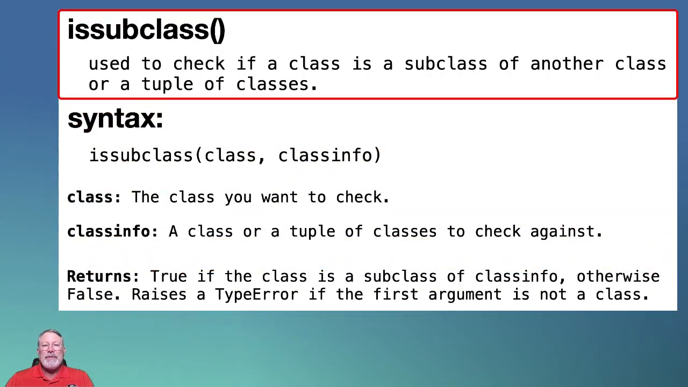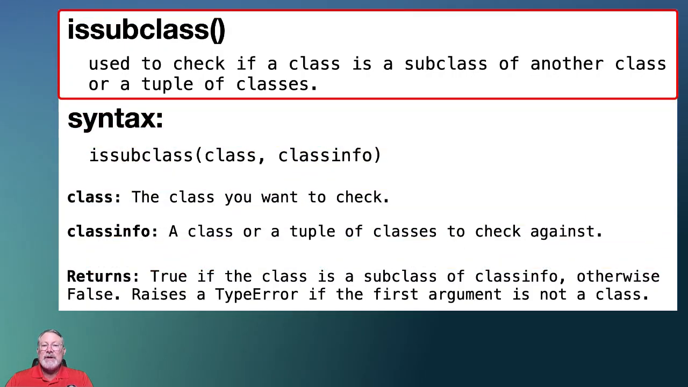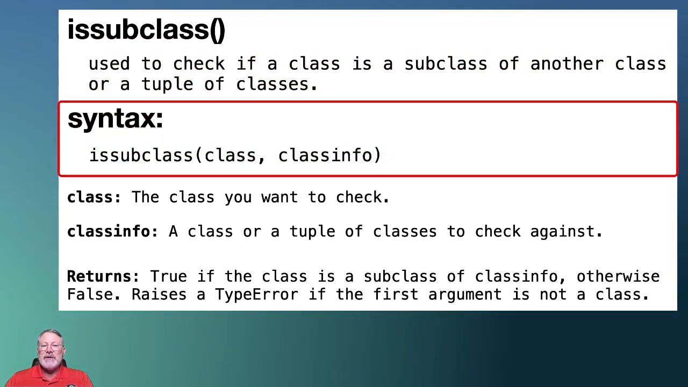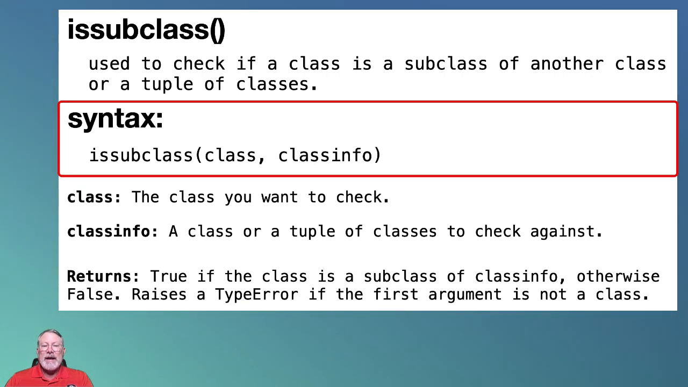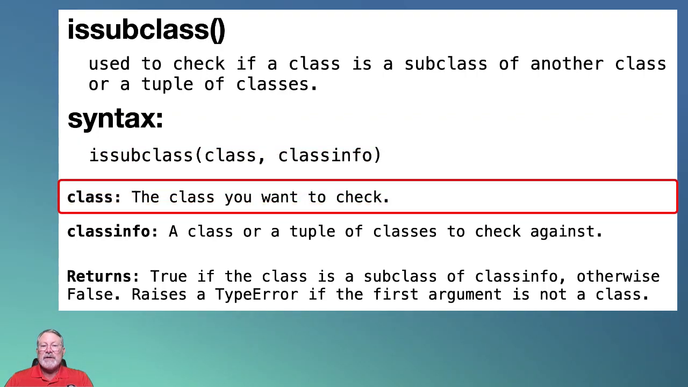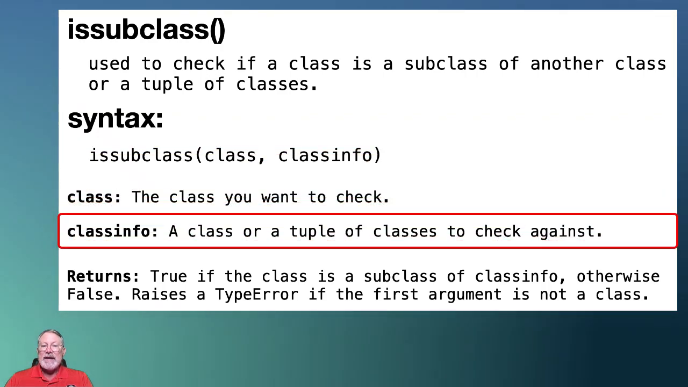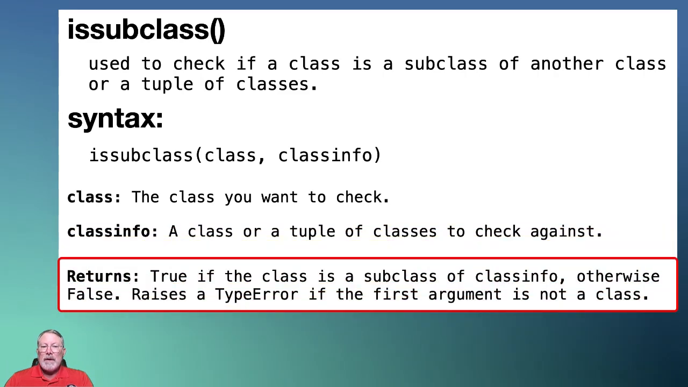It's a built-in Python function that checks if a class is a subclass of another class, or a tuple of classes. Here's the syntax: issubclass(class, classinfo). Class is the class that you want to check. Classinfo can be a class, a type, or a tuple of classes, and they're the types that you want to check against. The function returns true if class is a subclass of classinfo.